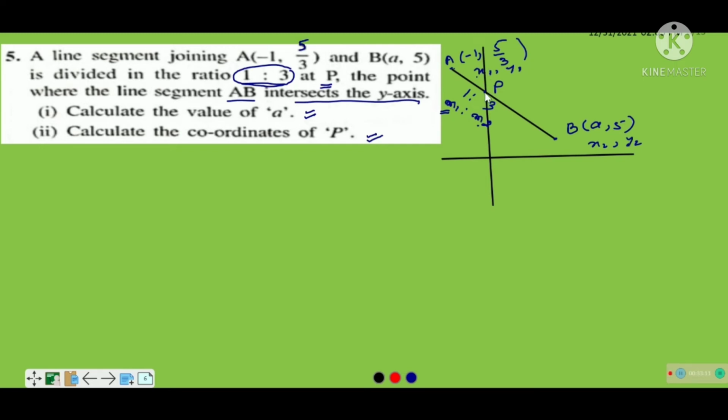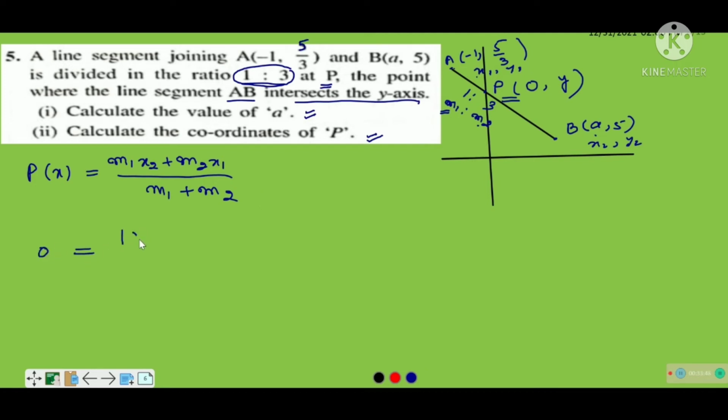Because the point P lies on y-axis, it means its x coordinate will be 0. y coordinate कुछ भी हो सकता है लेकिन x coordinate इसका 0 होगा. And we have to find the value of A. Now we are applying section formula for the x coordinate of P. X coordinate of P is 0 because it is on y-axis.